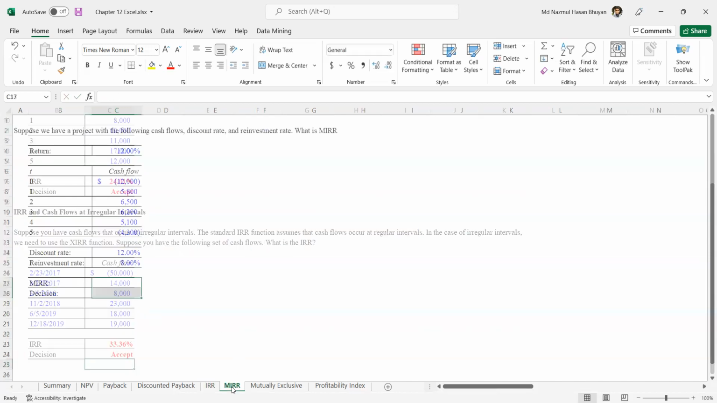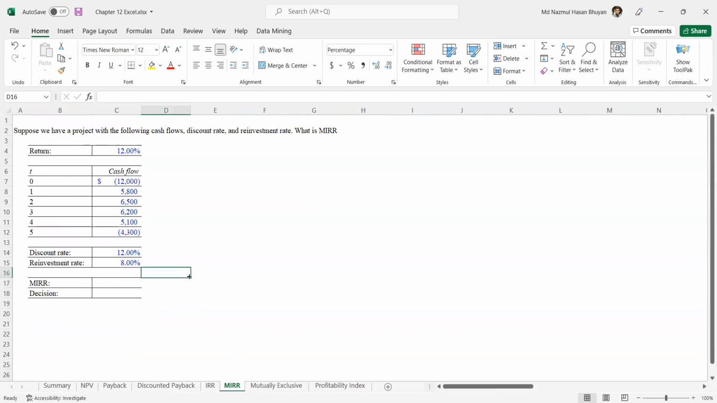Now, MIRR. So now in the next problem, you can see here we have more than one negative cash flows. Therefore, it is an unconventional cash flow problem. So for unconventional cash flows, you cannot apply the regular IRR formula. You need to apply the modified internal rate of return formula. So let us do so.